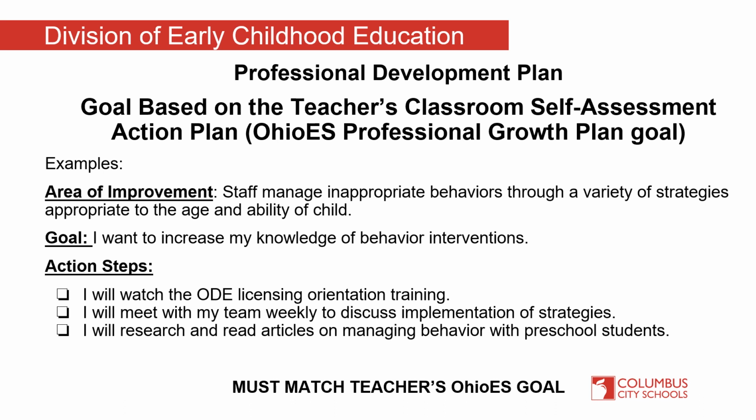Again, Step Up to Quality looks at all adults working in the classroom as one team. So the self-assessment that teachers do for OTES acts as a class self-assessment and in turn becomes the IA's last goal. So here's an example of using the teacher's OTES Professional Growth Plan Teacher Performance Goal. The area of improvement for the teacher was: staff manage inappropriate behaviors through a variety of strategies appropriate to the age and ability of the child.